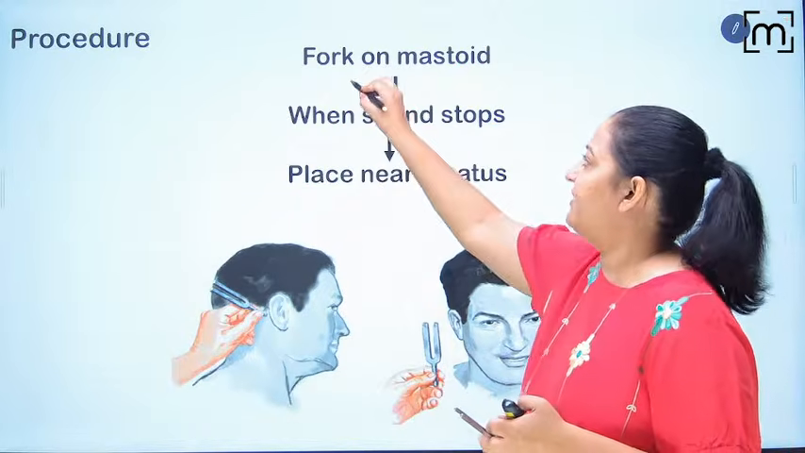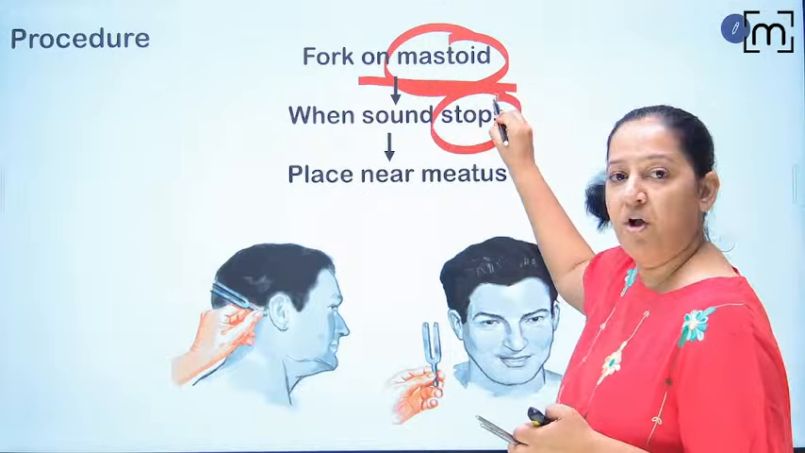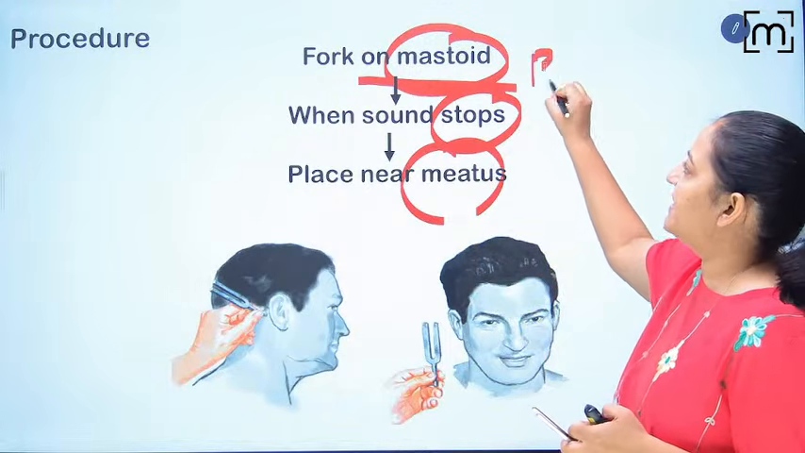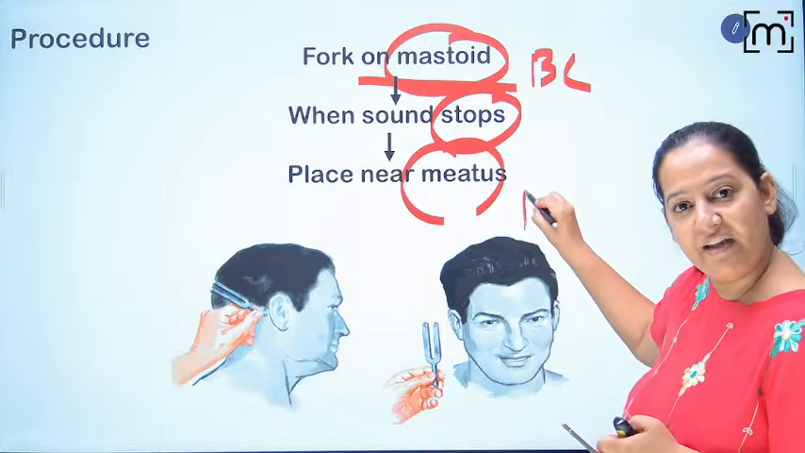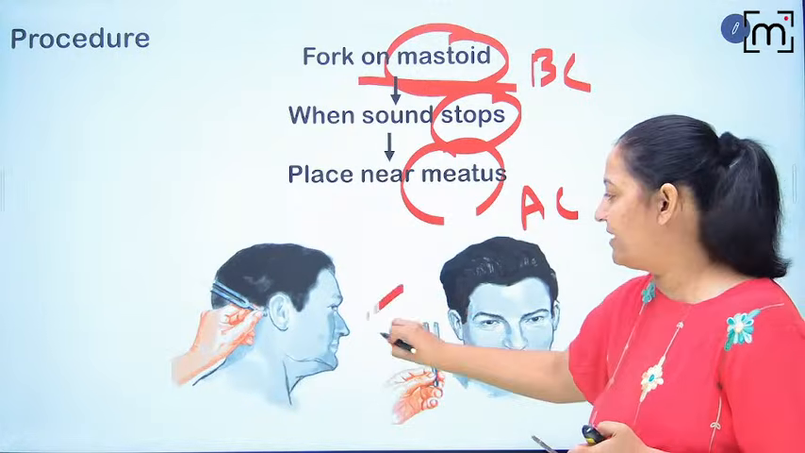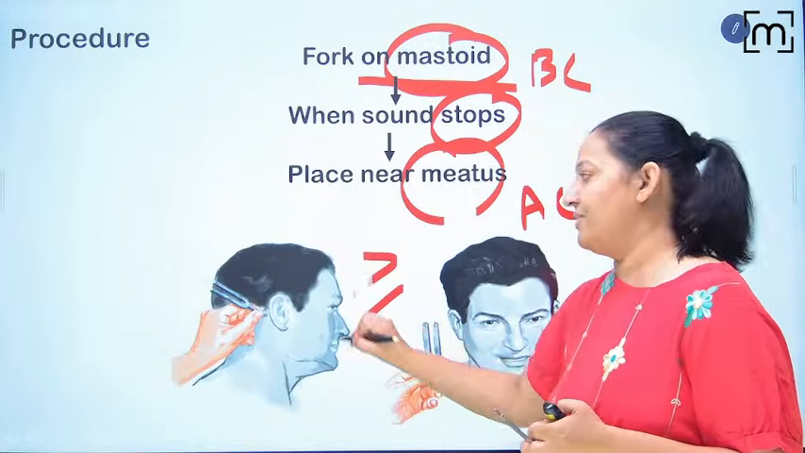Procedure: we activate the tuning fork, first keeping it on the mastoid and waiting for it to stop. Once it stops, we keep it for AC. So first we check BC, wait for it to stop, and then we check AC. If we can still hear AC, then AC is greater than BC. If we are not hearing it, then BC is greater than AC.